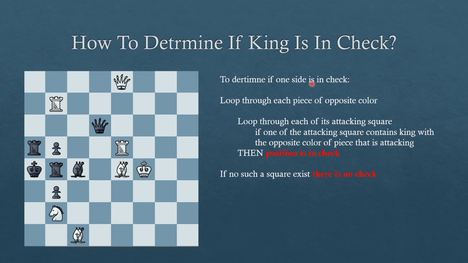So here's the pseudocode. To determine if one side is in check, look through each piece of the opposite color. To determine if the black king is in check, we look through all of the white pieces, and if one of the attacked squares contains a king of the opposite color, in this case the black king, then the position is in check. If no such square exists, there is no check. And finally, just one exception: pawns attack in diagonal directions.